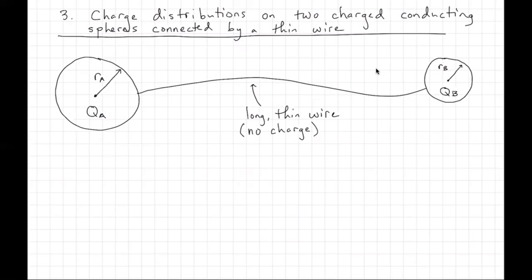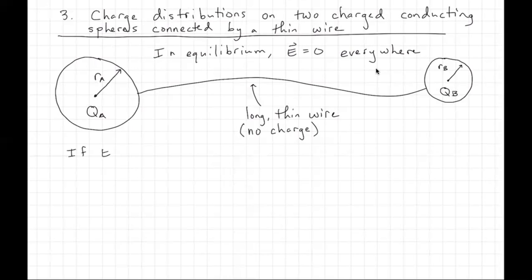So in equilibrium, E is zero everywhere here. And that's really important because what that means is that the potential of every point in the system will be the same. If E is zero everywhere here, then the potential is the same everywhere.